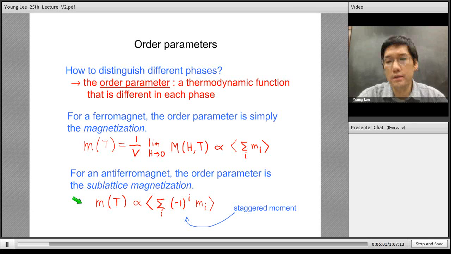So for the discussion of phase transitions, I'm going to primarily talk about magnets such as these, but phase transitions in critical phenomena are more general.